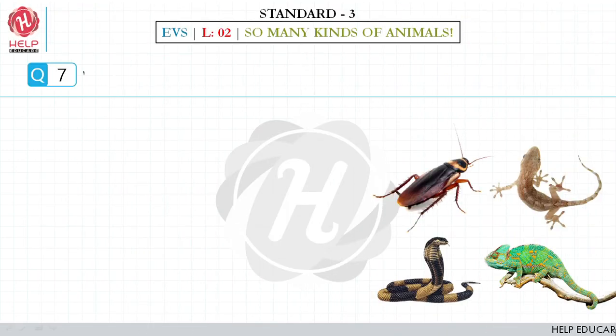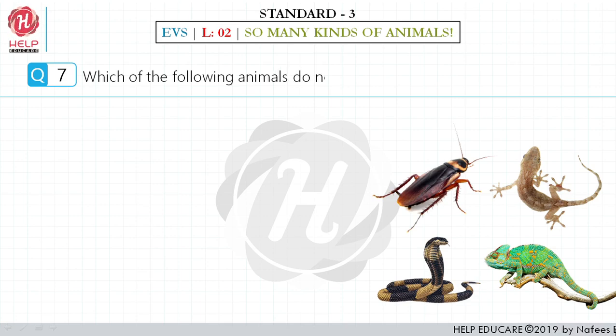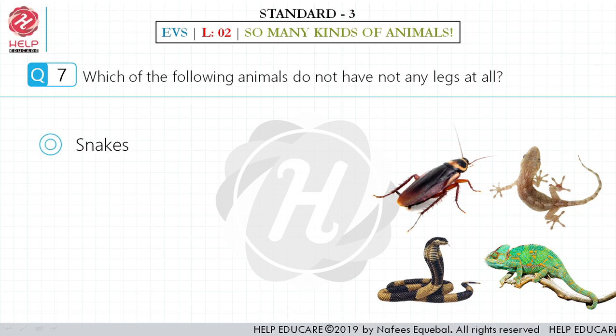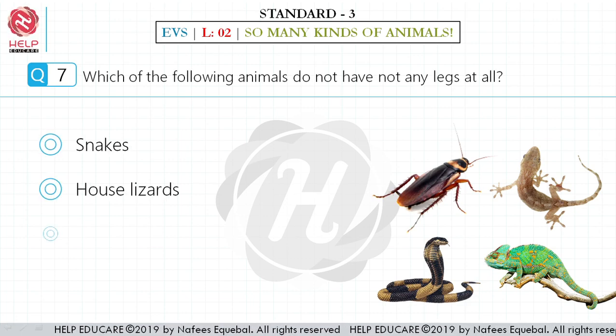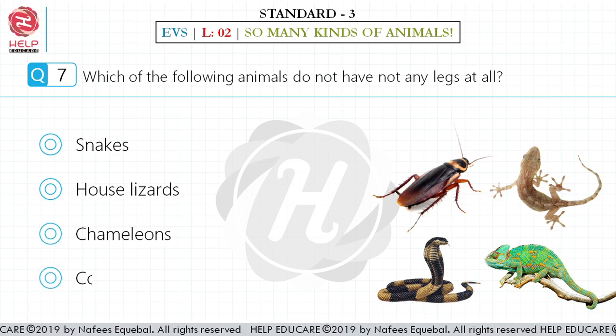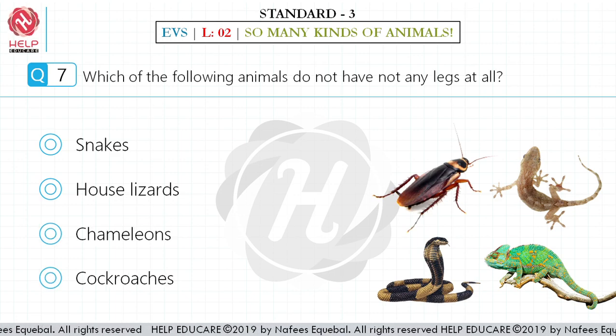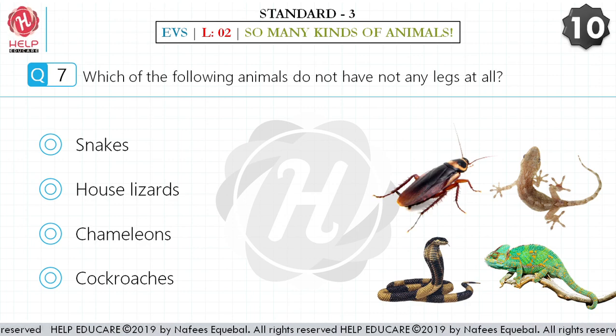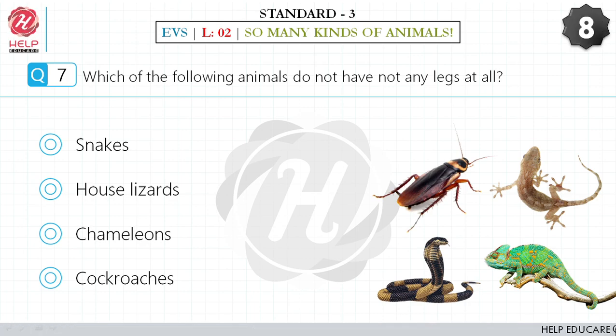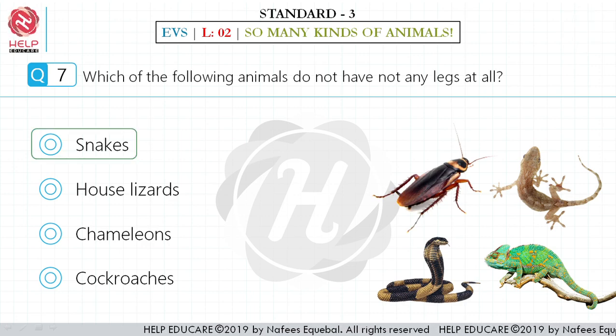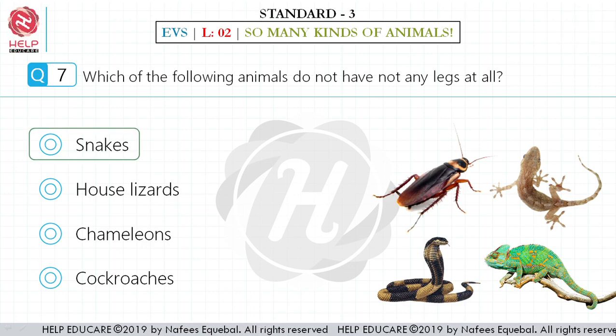Question number 7. Which of the following animals do not have any legs at all? First option, snakes. Second option, house lizards. Third option, chameleons. Fourth option, cockroaches. Here, time starts now. Correct answer is snakes.